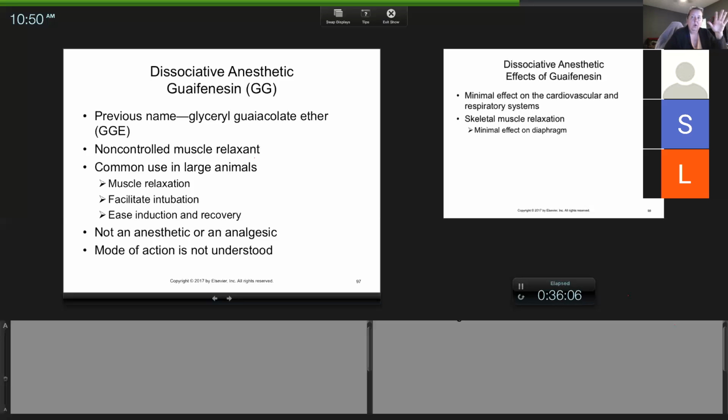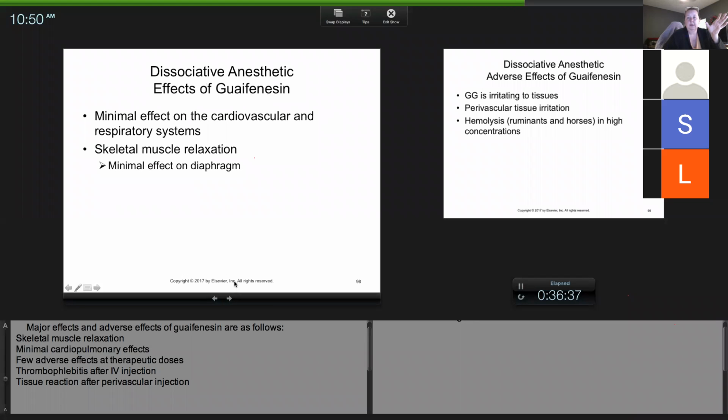In large animal, we use it as part of this drip for its relaxation. It is not an anesthetic, and it is not an analgesic. It is only a muscle relaxant to help relax them during induction. Usually we give it to effect, so normally you give it until they're relaxed, and then we usually stop giving it. It's usually just to enhance relaxation and enhance the other drugs. The nice thing about guaifenesin is that you get good muscle relaxation, it doesn't paralyze the diaphragm, and it doesn't really affect the cardiovascular or respiratory systems.